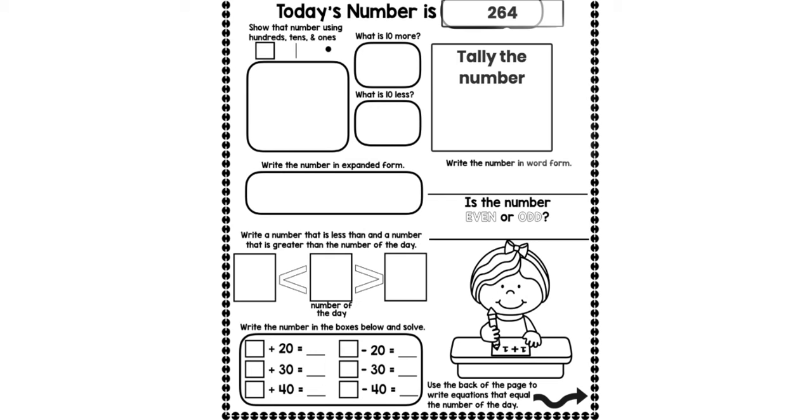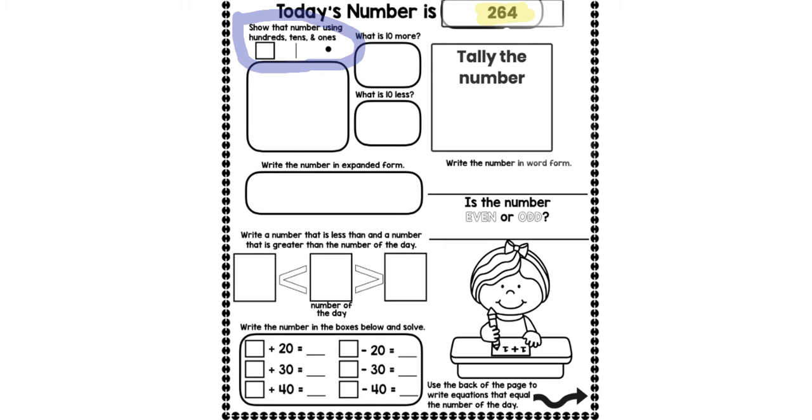You can do it on a blank piece of paper if you have one around, or if you want to print off this paper, you can do it that way also. It's called Today's Number. And if you look at the top up here, this is our number for today. First graders work on numbers within 100, so between 1 and 100. And second graders work on numbers between 1 and 1,000. So, the first thing that it says to do on today's number is over here, and it says show that number using hundreds, tens, and ones.